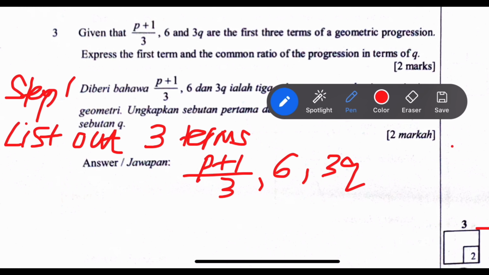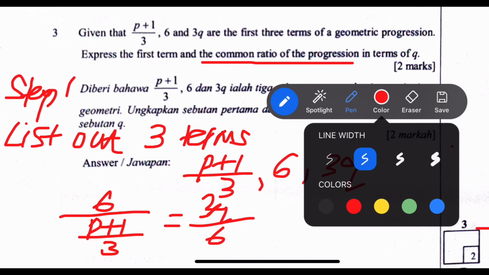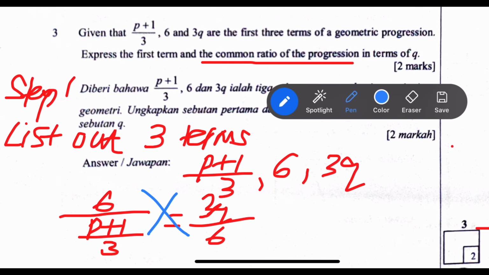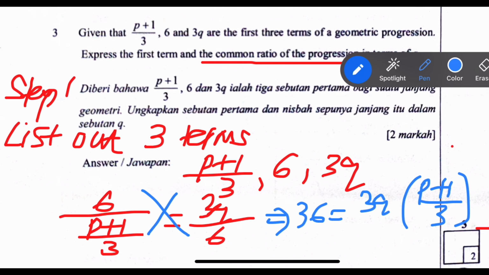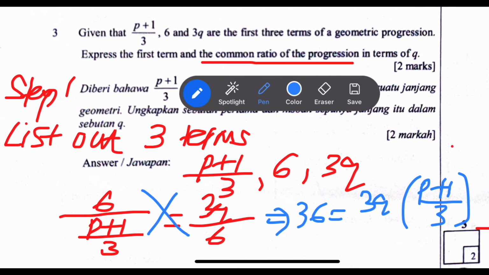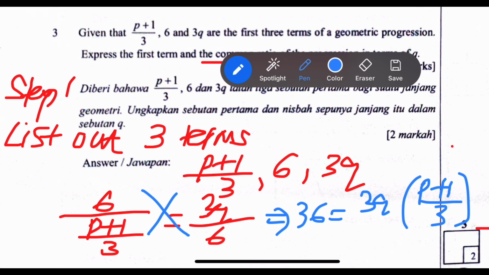So that means the first term is P plus 1 over 3, and the second term is 6. Then we are asked to express the first term and the common ratio of the progression in terms of Q. So let's try to find the common ratio. Whenever you see GP, geometric progression, that is how you do it. You take the second term over the first term equal to the third term over the second term, and then you cross multiply. After you cross multiply, you will get the relationship between P and Q, right?